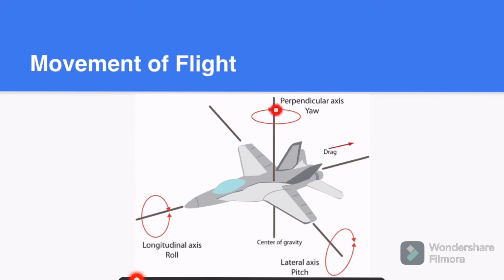The last one is the perpendicular axis. It passes through the center of gravity, and it is perpendicular to the wing and body of the aircraft. The rotation of the aircraft along the perpendicular axis, as you can see from this arrow, is called yaw.